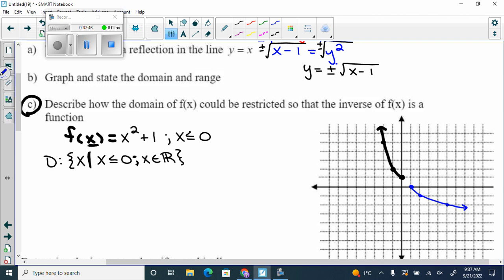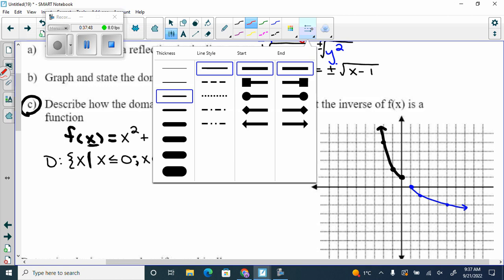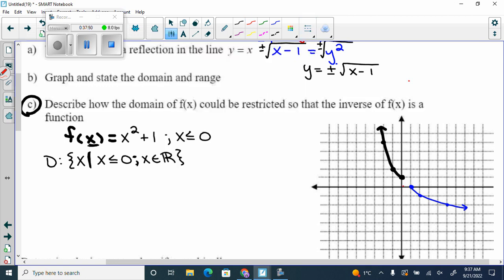And how do I feel good about myself? Because there's an identity line in here. There's the line y equals x. I'm just going to sketch it quickly. Does it look like it's mirroring on it? Yep. So I feel good.